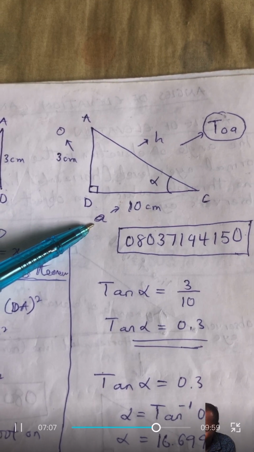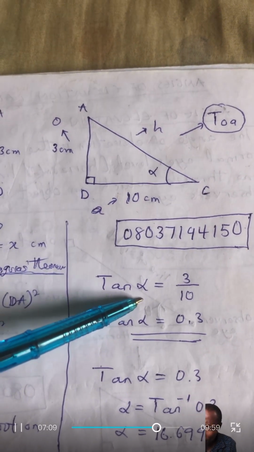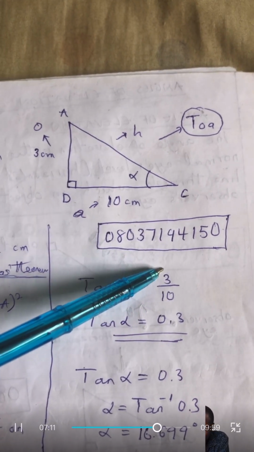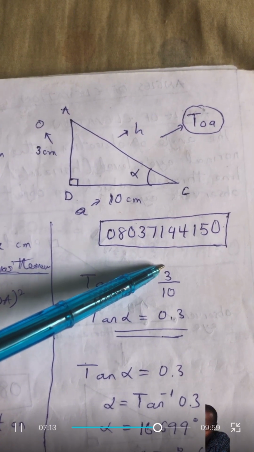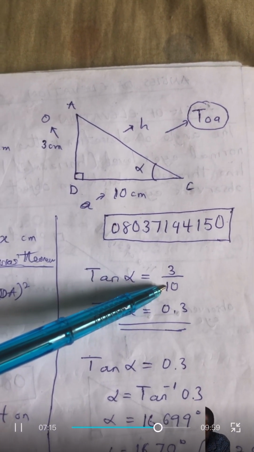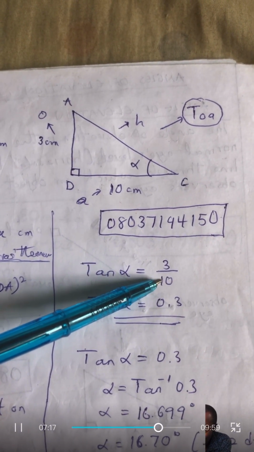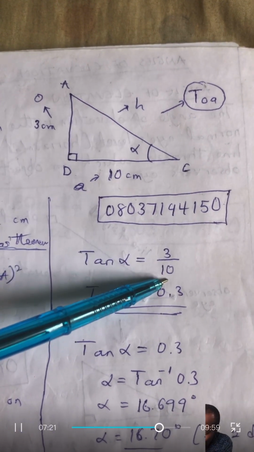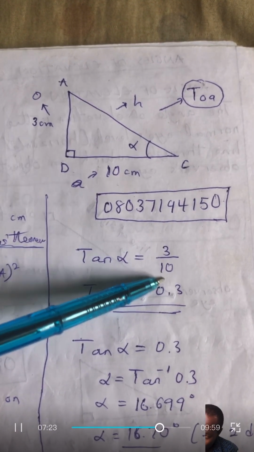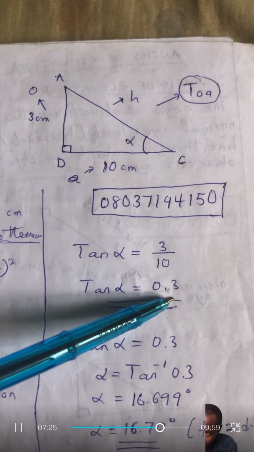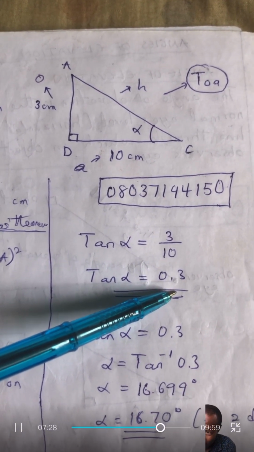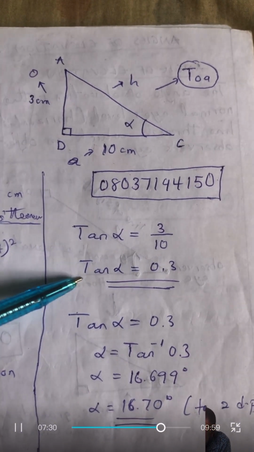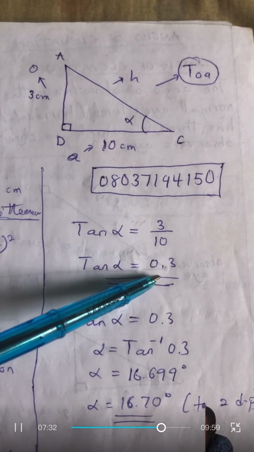So now move to tan alpha. Tan alpha is equal to opposite. What's the opposite? 3 centimeter over the adjacent, and that is 10 centimeter. Of course centimeter will cancel centimeter. So we are left with 3 over 10. When 3 is divided by 10, you're going to have 0.3. That ended there, because you have to find tan alpha. So tan alpha is 0.3.